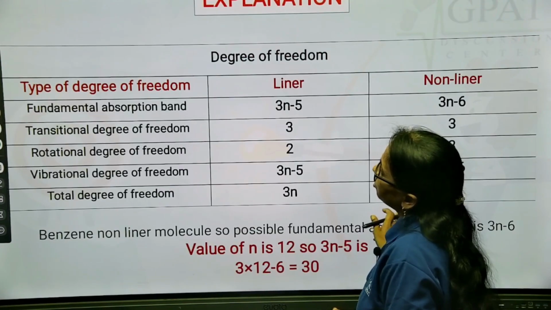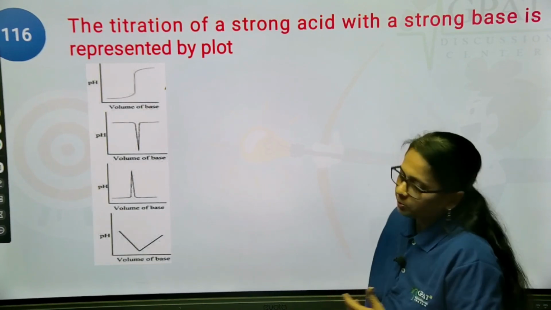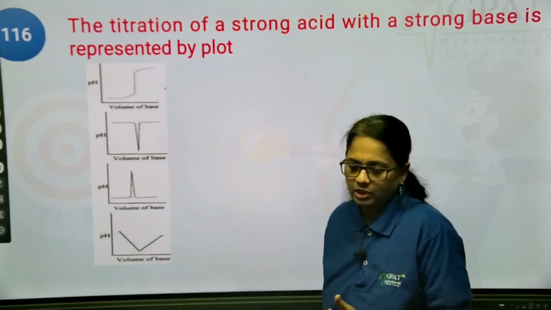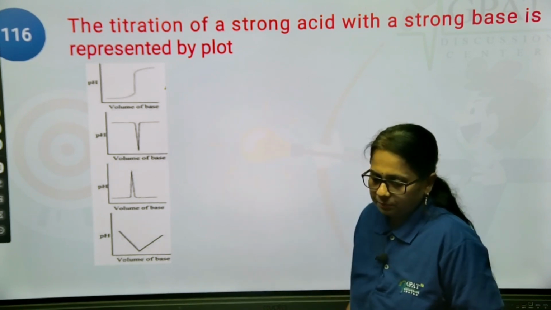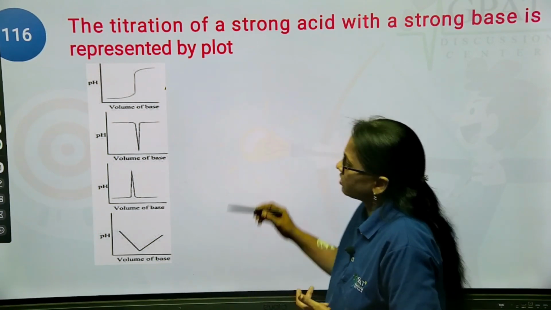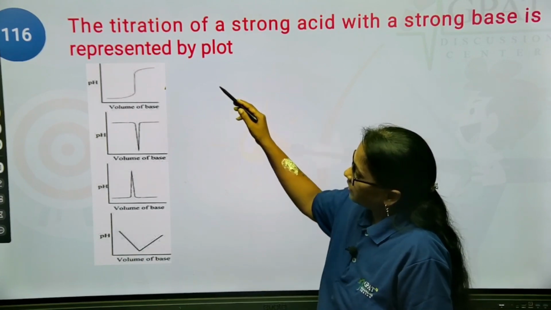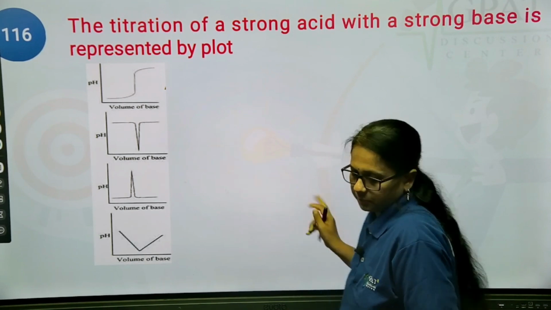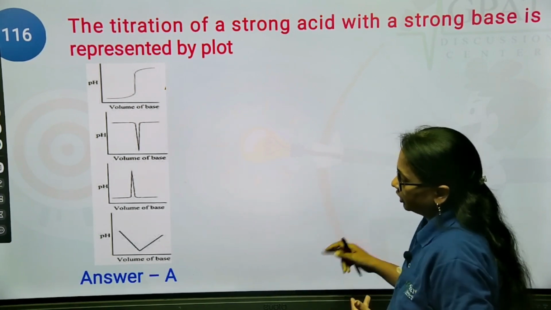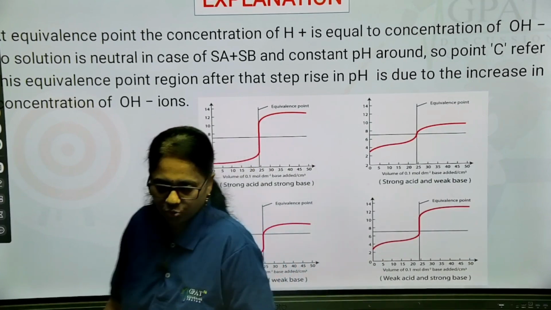Now let us move to the next question, that is the titration of a strong acid with a strong base. Titration of a strong acid with a strong base, it is represented as the first one or the second one. That means we know the graph for the titration of a strong acid versus a strong base can be seen as the first type. Okay, that we have already read. So these are the different types of titration curves we are going to observe.